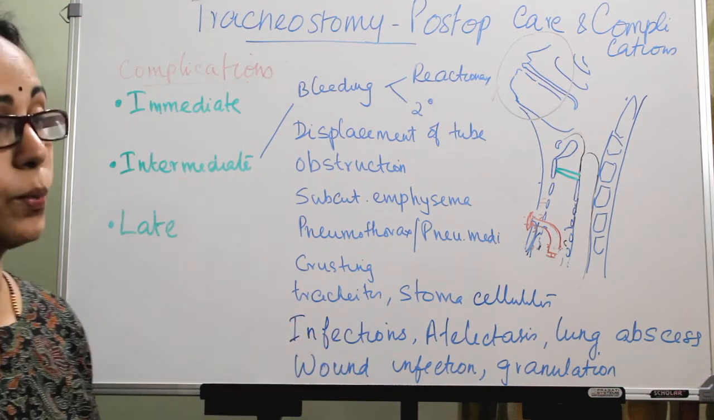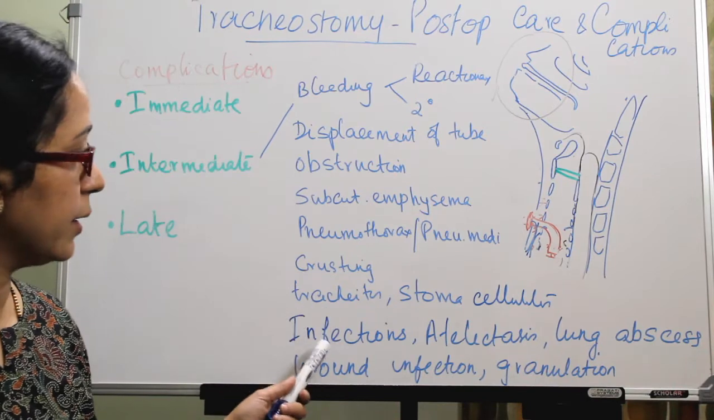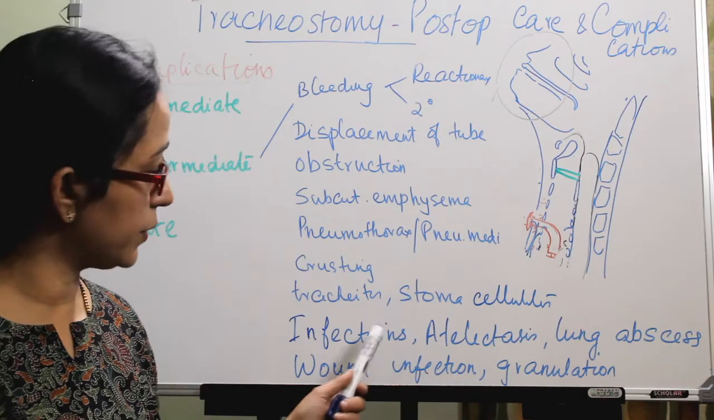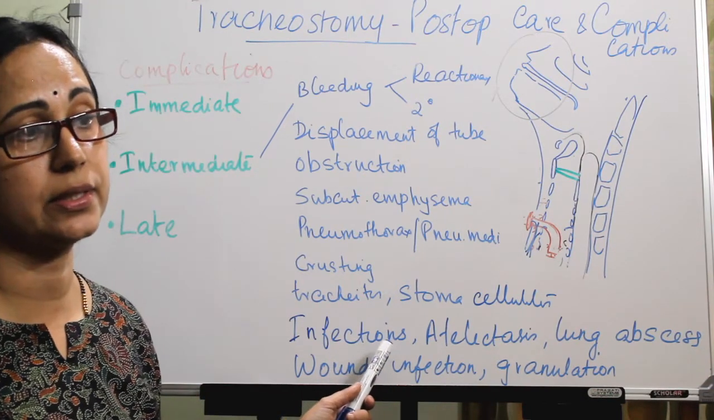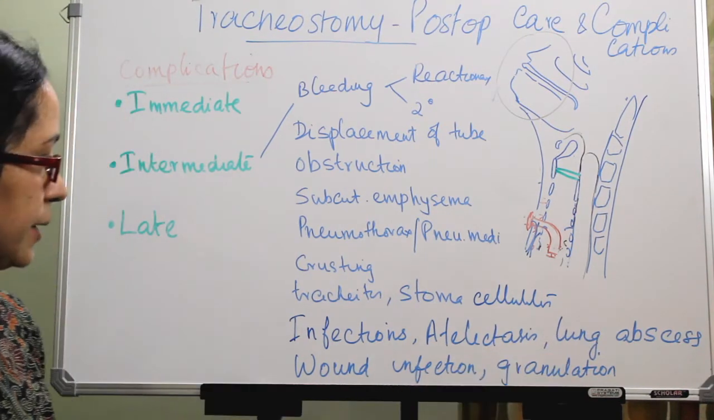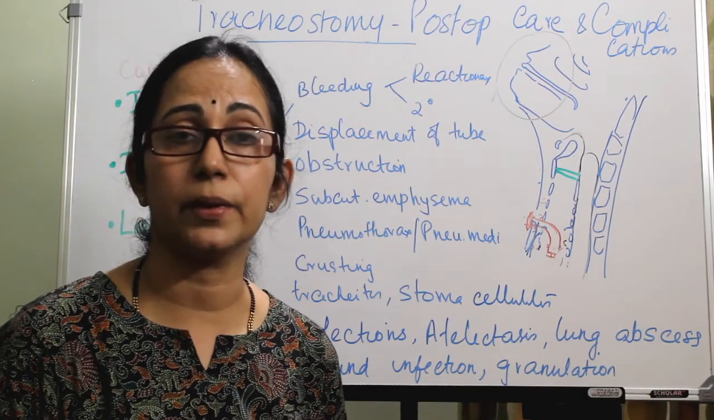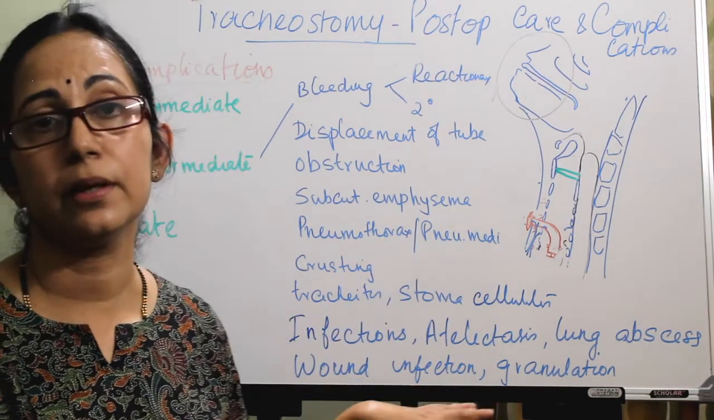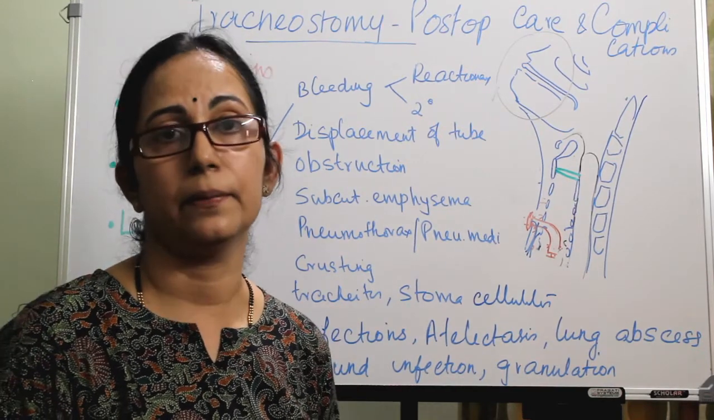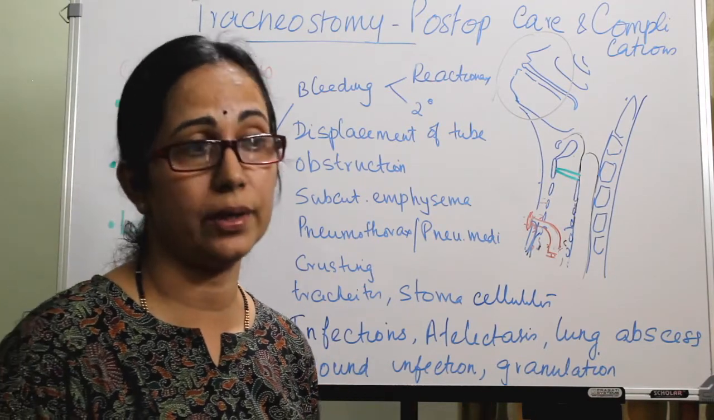And tracheitis and stoma cellulitis can be avoided by daily inspection of the stoma and adequate care. Infections, if present, give parenteral antibiotics, and if you correct the infection timely, then it will not go on to other complications like atelectasis and lung abscess. Wound infections and granulations are also other intermediate complications, and all these can be treated adequately and timely by correct post-operative care that I have already mentioned.